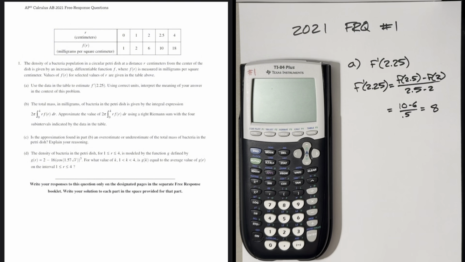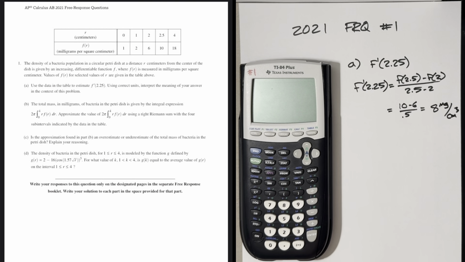What's the context? You get a value, but it says specifically to interpret the meaning of your answer in the context of the problem. Let's think about this. We have a function f of r, which is in milligrams per square centimeter, right? And we're taking the derivative with respect to r. So our units of this are going to be milligrams per centimeter cubed, right? Because we're in milligrams per square centimeter, and then we're doing that per centimeter when we take the derivative. So it's per centimeter cubed, right?